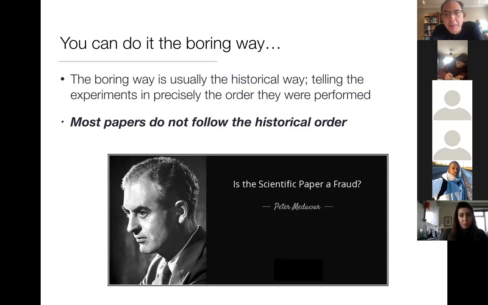Telling the experiments exactly how they were performed. And this actually rarely happens. Most papers do not follow the historical order. And this is what led Peter Medawar, Nobel Prize winning immunologist, British of Lebanese descent, really wonderful writer and wonderful scientist, to write an essay titled, "Is a Scientific Paper a Fraud?" And he's absolutely right. What he means by the scientific paper being a fraud is we don't write scientific papers by telling how we actually did the experiments.